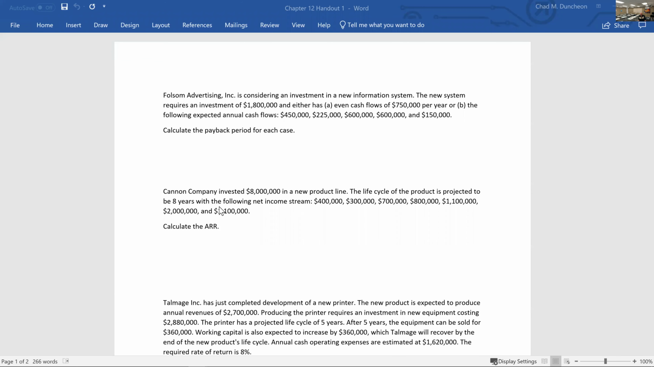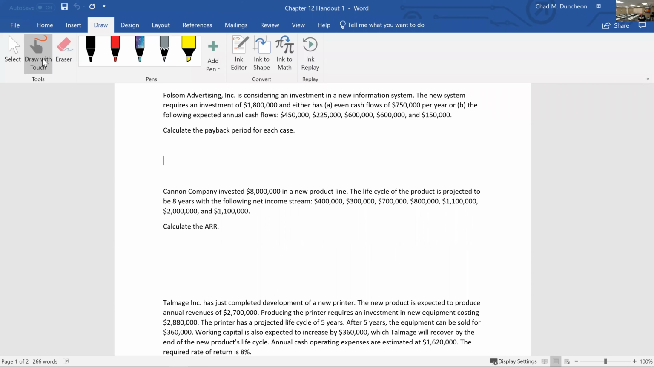We got one of each kind of our problems here. We got a couple using the non-discounted method and a couple using the discounted method. So a payback, an ARR, a net present value, and an IRR problem. Okay, one of each.